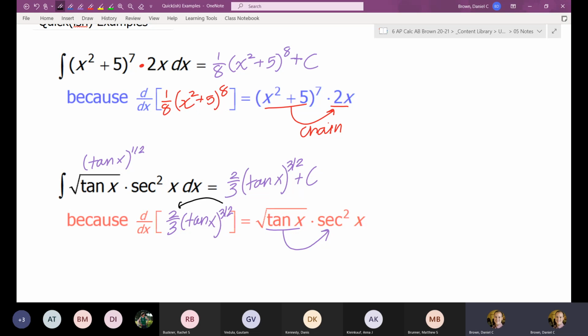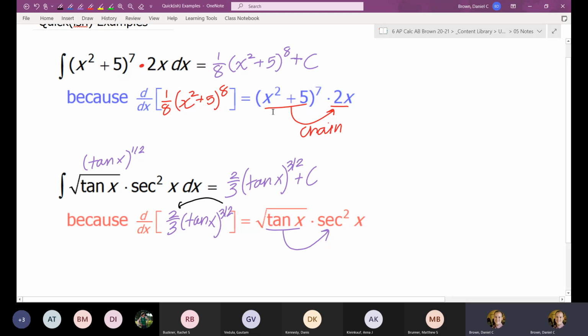So you might be looking at this and you're like, Mr. Brown, I just don't think I'm going to be able to figure this out in my head. I just can't visualize undoing the chain rule, which is fine. That's why we have this process called u substitution. But I do think it's very useful for you to see where this is coming from and think about how we're undoing the chain rule when we are doing the antiderivative.